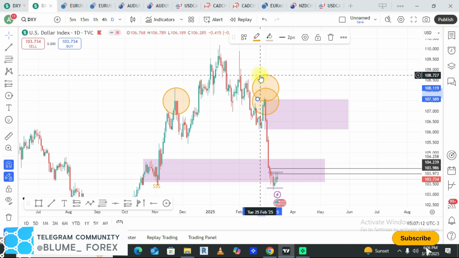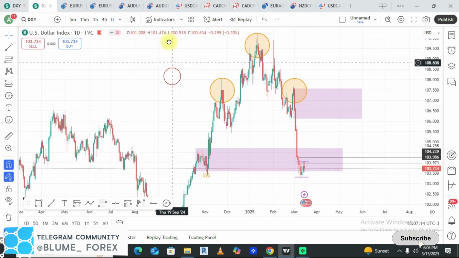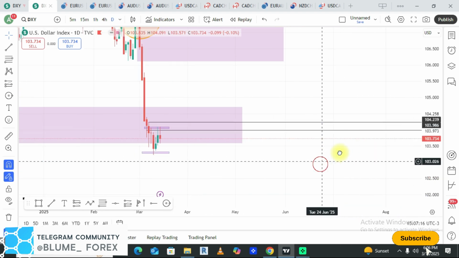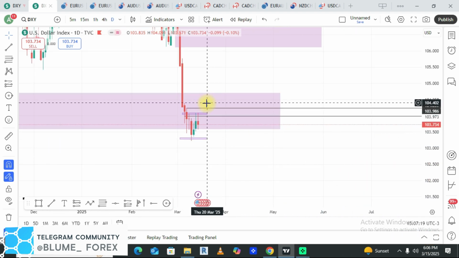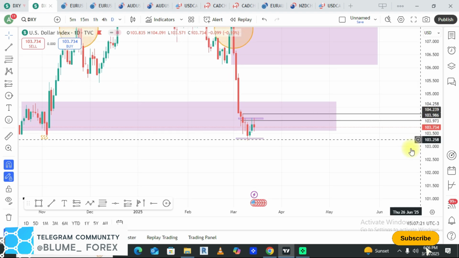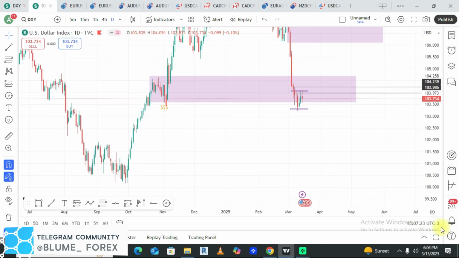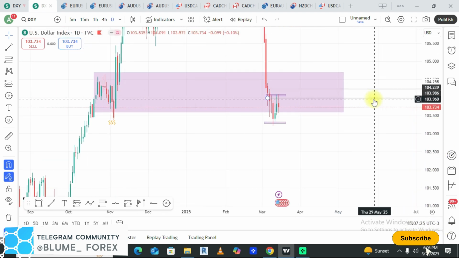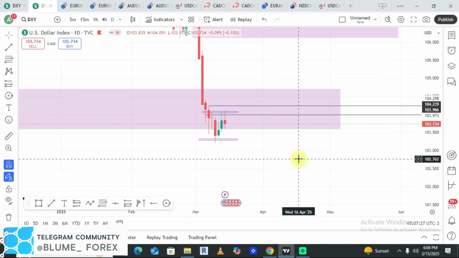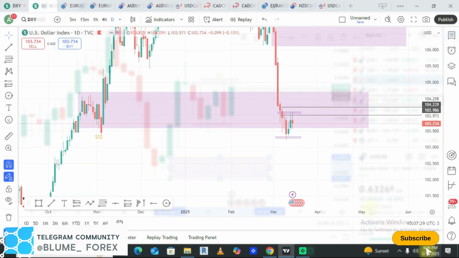So on DXY this week, I'm expecting DXY to be bullish, right? But until we trade above the zone, we can't be looking for buys on the DXY. So technically we are still bearish, but if we start trading above the zone, then we'll be looking for bullish moves on the DXY.